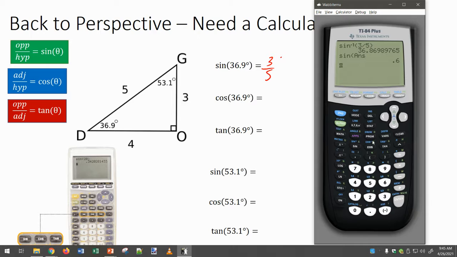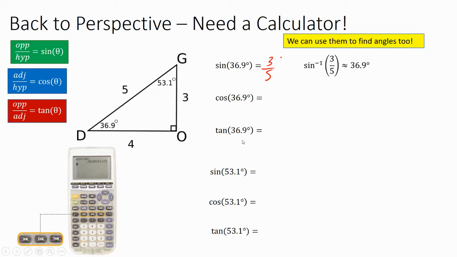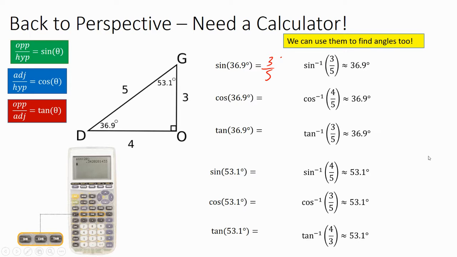So then if I do cosine inverse of cosine was 4/5, I should get the 36.9 again. And then if I do tangent inverse, tangent was 3 over 4, I'm going to get that same angle. So we use these inverse functions with the -1 to figure out the angles.